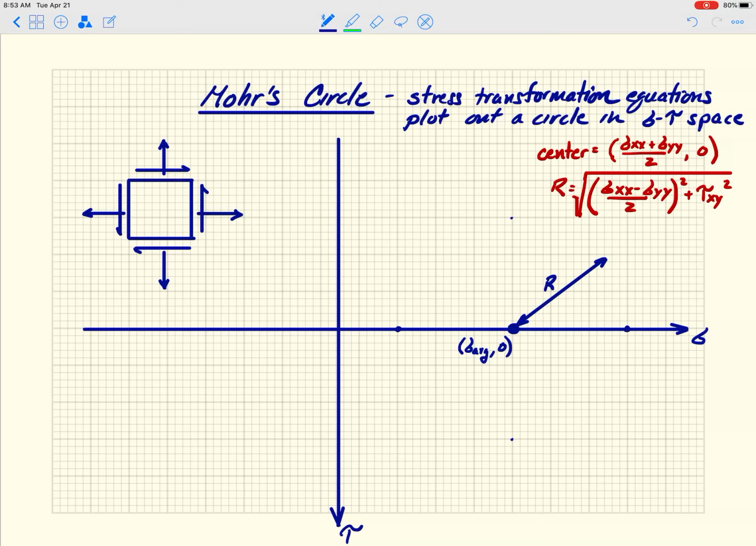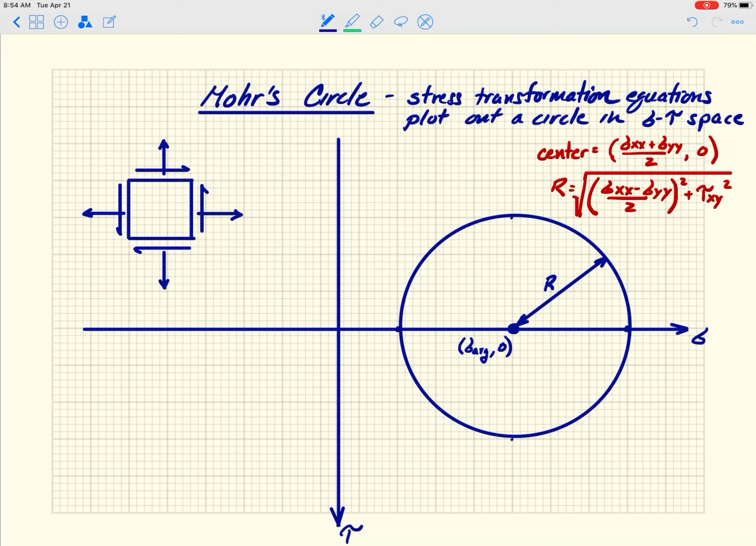So this is my radius, and like that, okay? So that is my circle. It's known as Mohr's circle, and it effectively plots out all combinations of sigma and tau on any face on the cube.